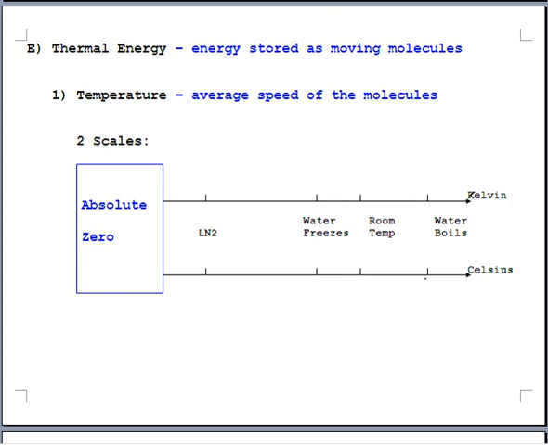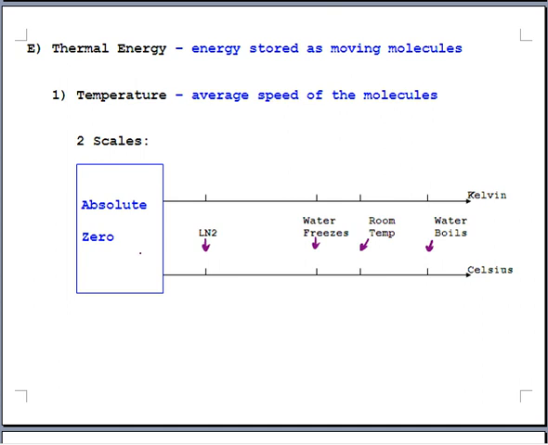What we have here is I'm going to make a note of some token temperatures that we're used to with Celsius, and then we'll compare them to what they are in Kelvin as well. So we've got water freezing, room temperature. It's kind of hard to see where these line up. Water boiling. LN2 is liquid nitrogen, which is really, really cold.